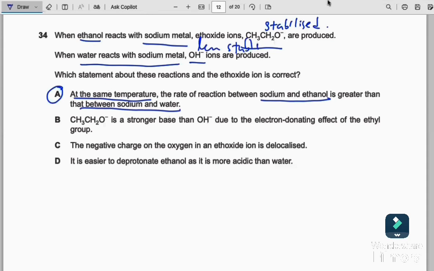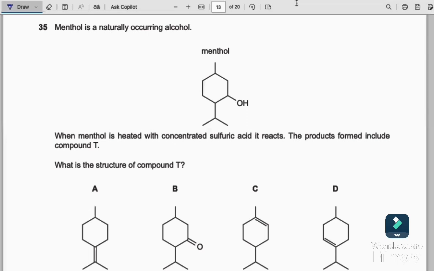Question 35. Menthol is a naturally occurring alcohol. When menthol is heated with concentrated sulfuric acid, it reacts. The products include the compound T. What is the structure of the compound T? Okay, so this menthol is an alcohol. When you react it with the sulfuric acid, it gets dehydrated, right? It gets dehydrated, so it will be the formation of alkene.